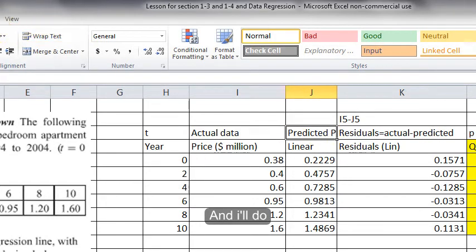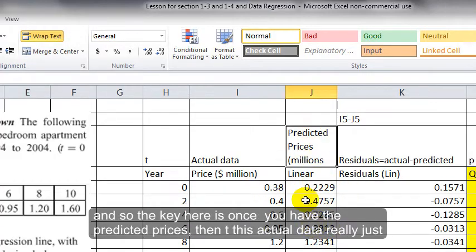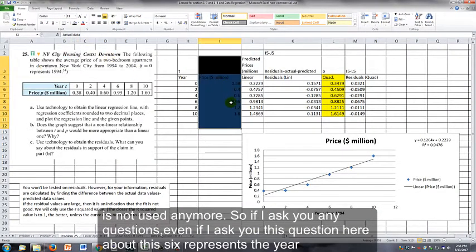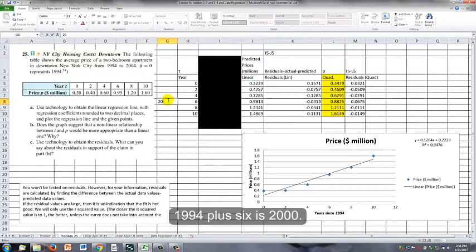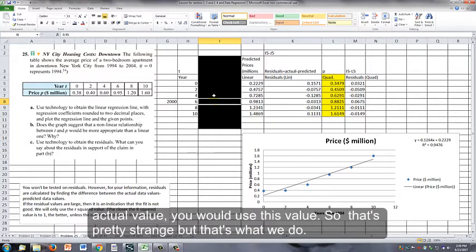And I'll do wrap text there. And so the key here is, once you have the predicted prices, then this actual data really just is not used anymore. So if I ask you this question here, about this 6 that represents the year 1994 plus 6 is 2000, if I ask you what the price for an apartment is in 2000, you wouldn't use this actual value, you would use this value. So that's pretty strange, but that's what we do.